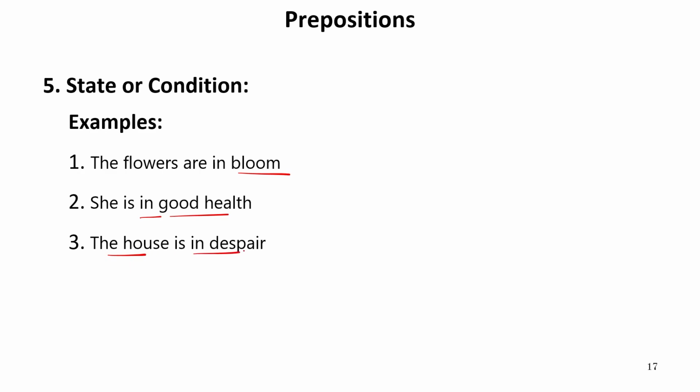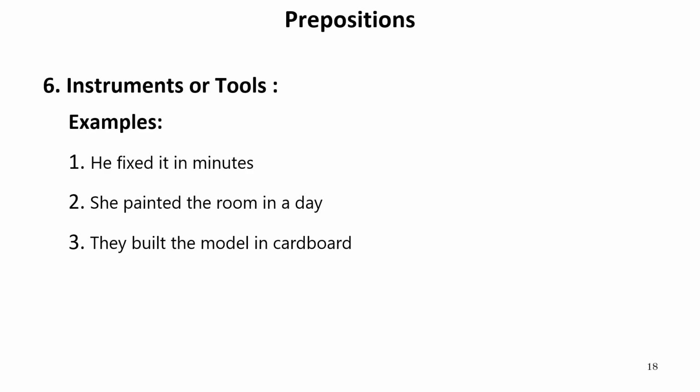The house is in despair. Despair means everyone is sad. So is in despair or is in sadness, everyone is upset due to something. So we can show the condition of that particular family with the help of preposition in. So there can be various conditions as well. For that we can use the preposition in. So this is how we can use preposition in in terms of state or condition. Now let us move further.